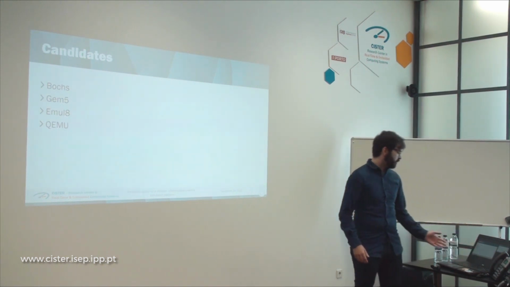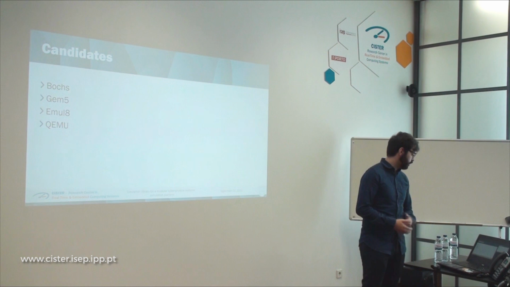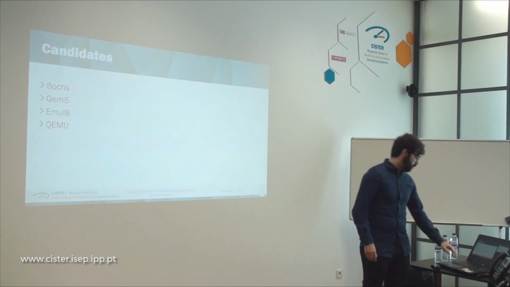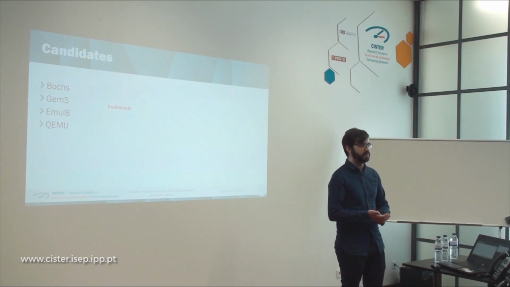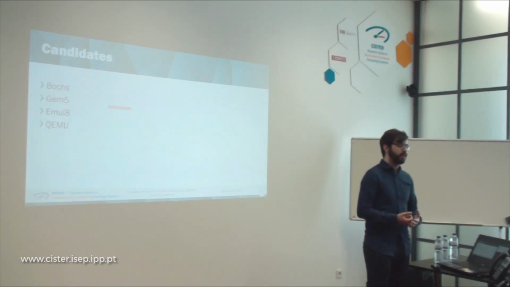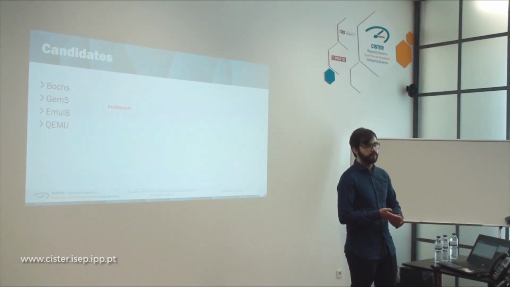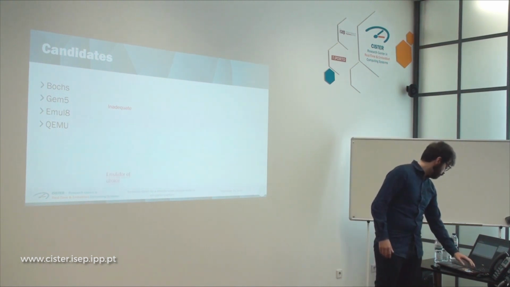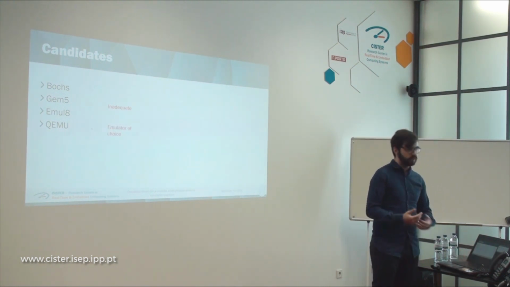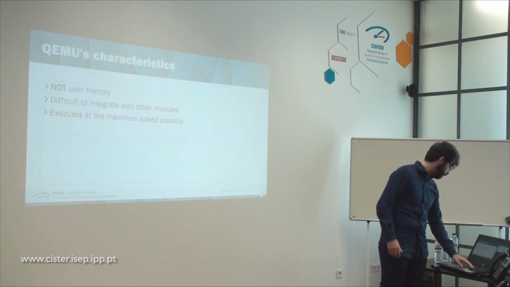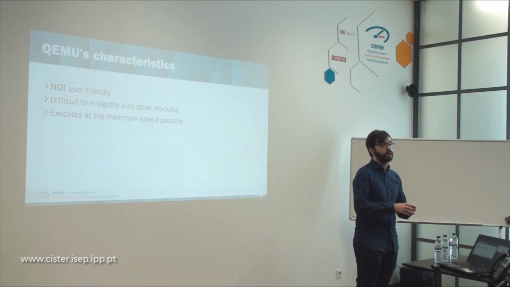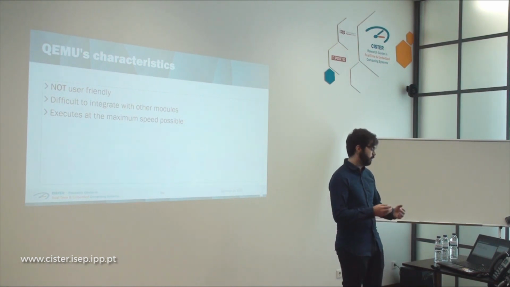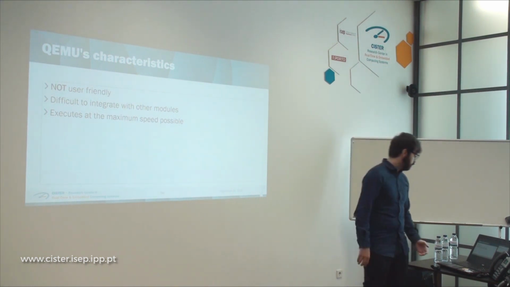So we have a few candidates that we studied. We have Box, Jam5, Emulate, and Kimo. The first three did not fulfill the requirements. Either they didn't emulate multiple architectures, or they didn't have full system capabilities. So we chose Kimo, which fulfills all the criteria that we've defined. So here are some characteristics of Kimo. These are not all the characteristics of the emulator, but the ones that are relevant for this problem.